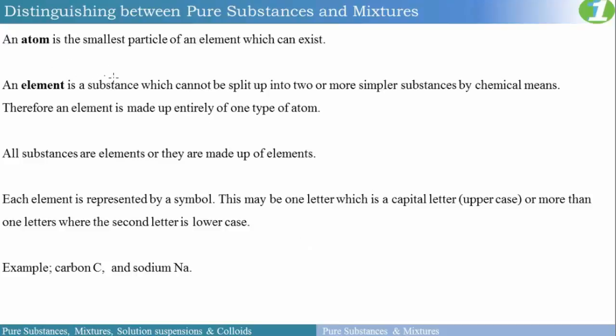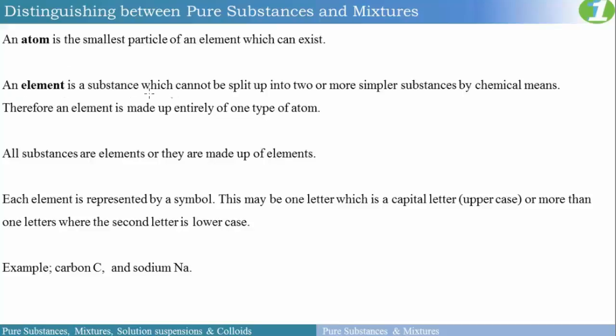Before we distinguish between pure substances and mixtures, there are some very important terms that we must try to understand. So we will start by looking at an atom, element, and compounds, and so on. Let us begin by looking at an atom. Now, we say that an atom is the smallest particle of an element which can exist. And of course, we know that the atom makes up the element.